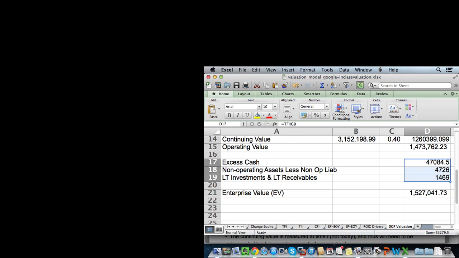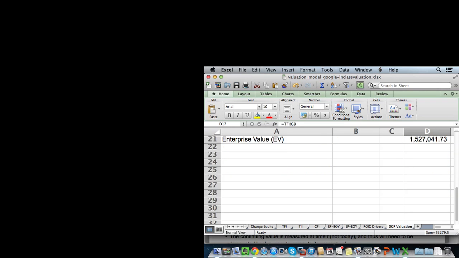Right? And for most companies, you can see with Google, the operating value typically dwarfs the non-operating values, and so they become key to the value of the business. But we add the two together, that's our enterprise value. And then from there, remember, 1 plus 2 equals 3 plus 4. Now we have to do the debt and the equities.